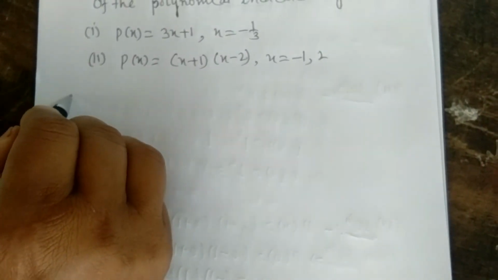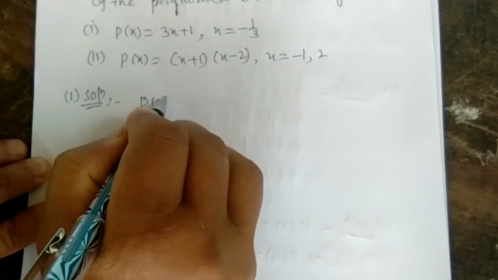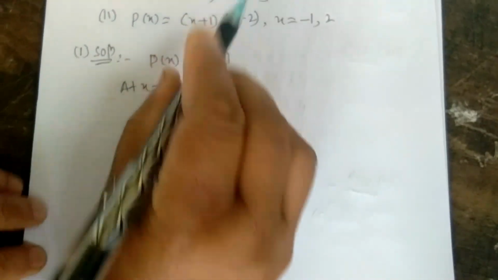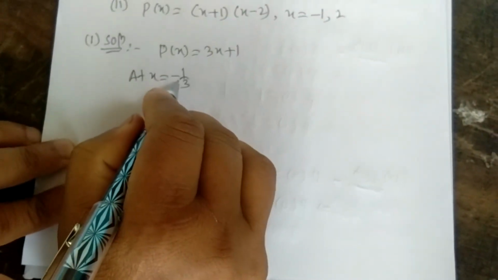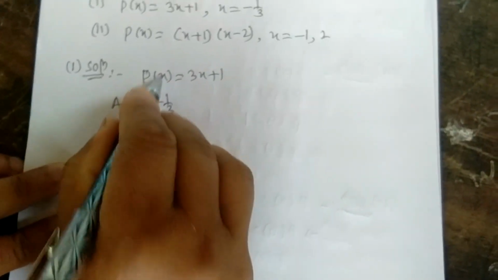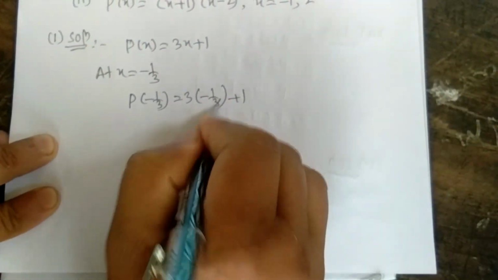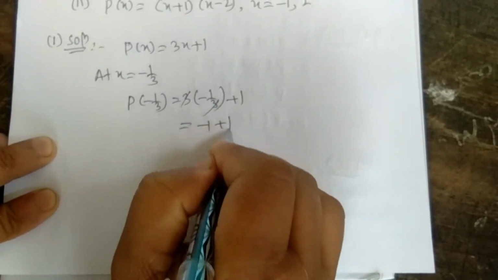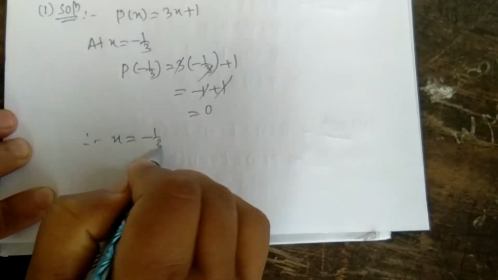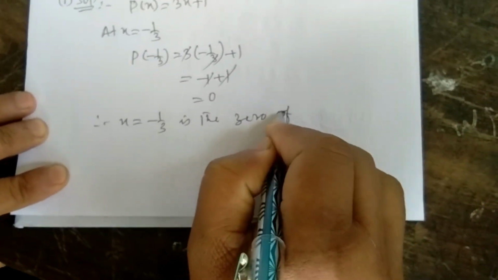Now let me show you one by one. Number 1 solution, p(x) equal to 3x plus 1 at x equal to minus 1 by 3. So in place of x you put minus 1 by 3 and check whether you will get 0 or not. So put directly in place of x minus 1 by 3. 3 into minus 1 by 3 plus 1. This 3 cancels, minus 1 plus 1, positive, negative, 0. So it is 0. So we write like this: therefore, x equal to minus 1 by 3 is the zero of p(x).